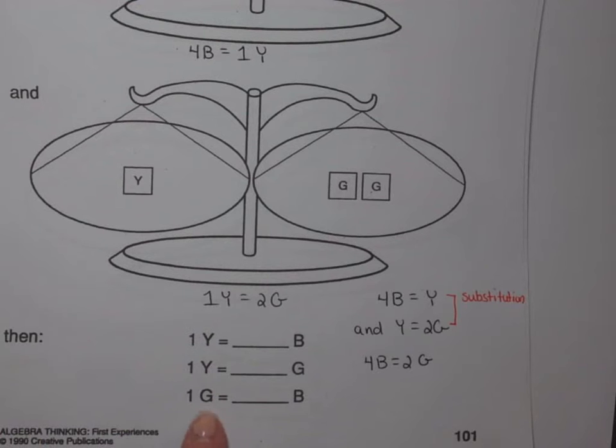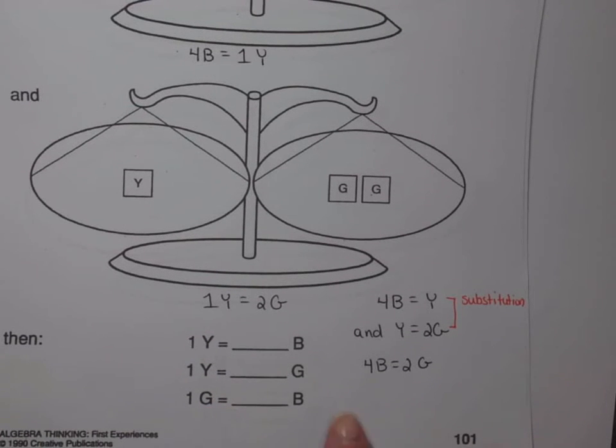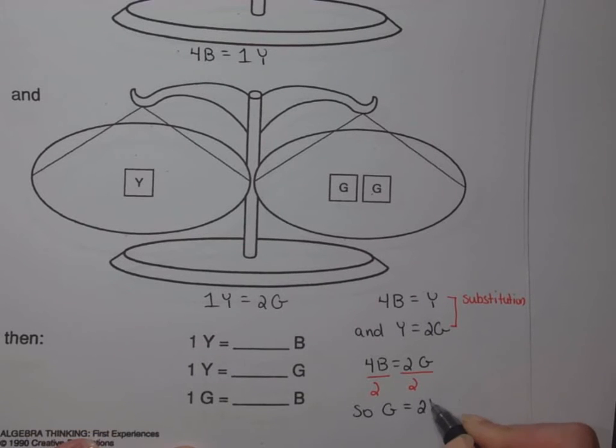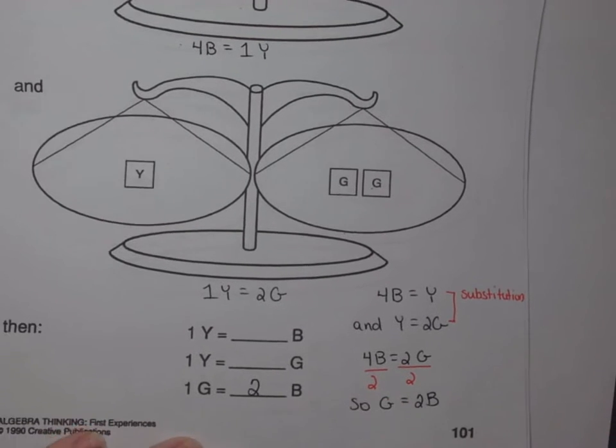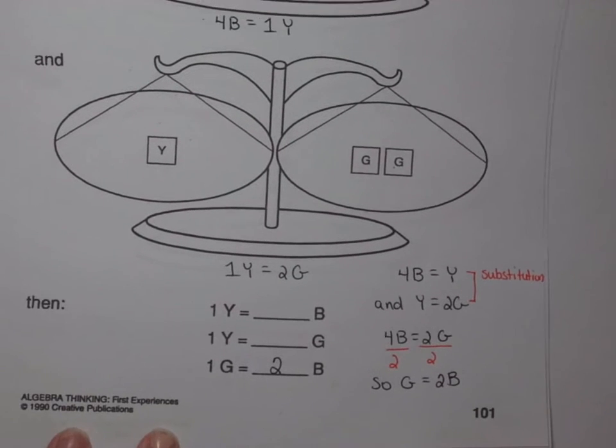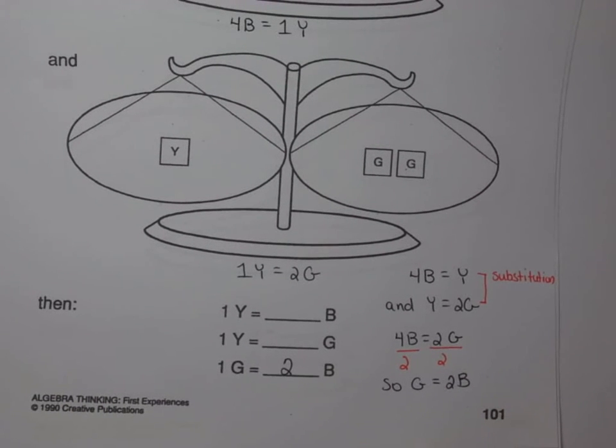So notice here, I'm really trying to solve for g, so I'm going to divide by 2. So it looks like g is equal to 2b. So I can put that there, right? And then we can kind of use that information to figure out any of the others, right?